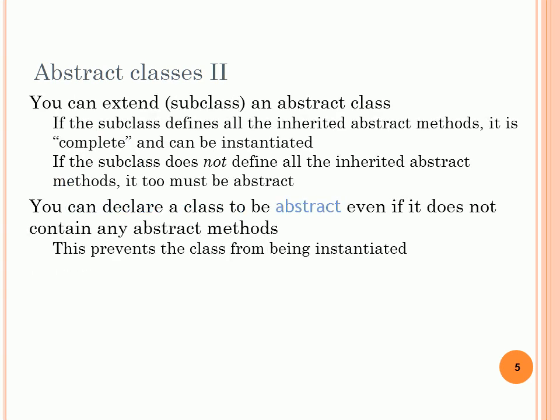After creating the abstract class, you can extend it. Now, if the subclass defines all the abstract methods of the superclass, in this case, you can create objects from this subclass. Now, note that you can create an abstract class without any abstract methods. This will prevent the instantiation from this class.